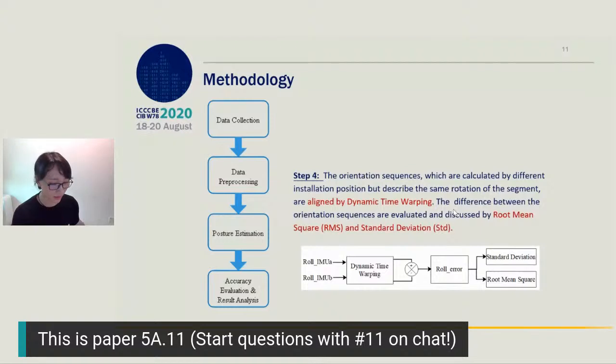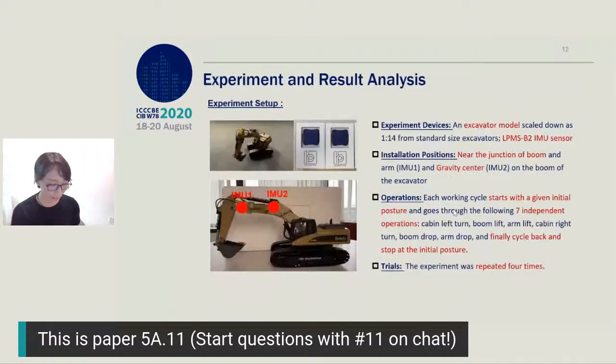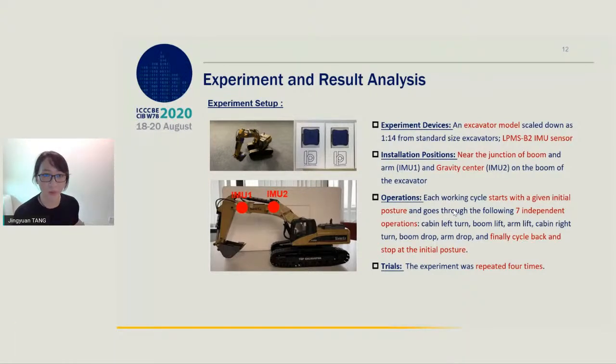The experiment aimed to investigate whether varying the installation position of the IMU sensor would affect the accuracy of the posture estimation of the excavator. So I brought the experiment device. We use an excavator model and an LPMS-B2 IMU sensor, and we install the IMU at different positions on the same boom, like near the junction of the boom and the gravity center. And we use the excavator to simulate the routine excavation work. Each working cycle starts with a given initial posture and goes through 7 independent operations.